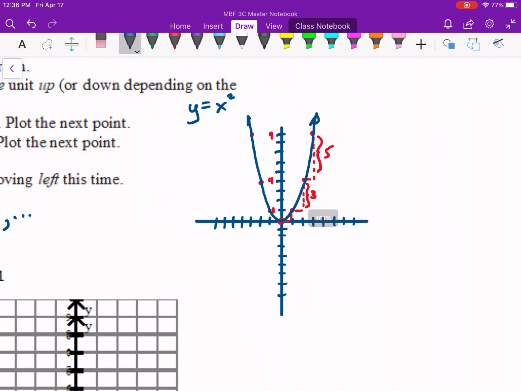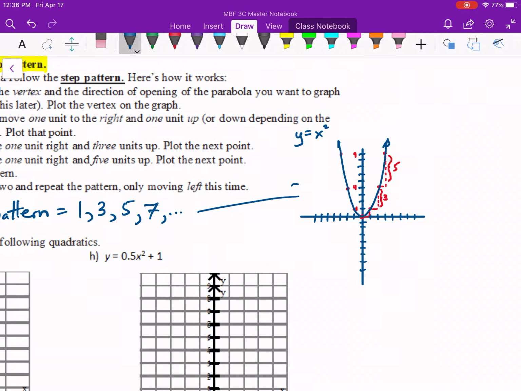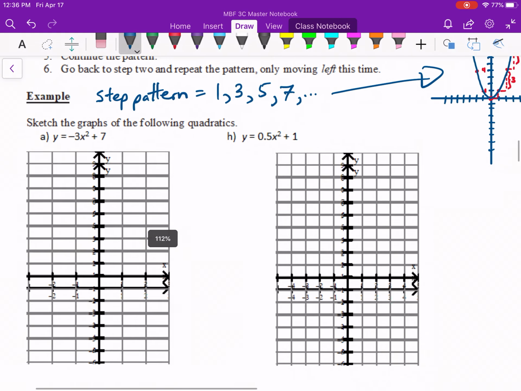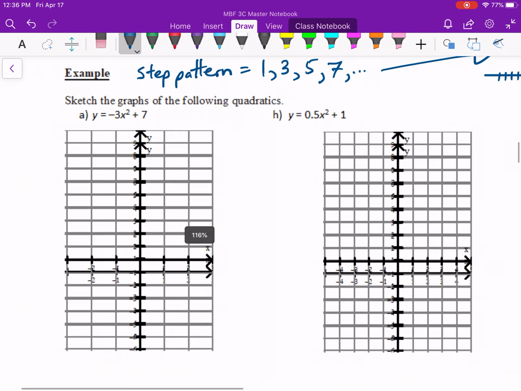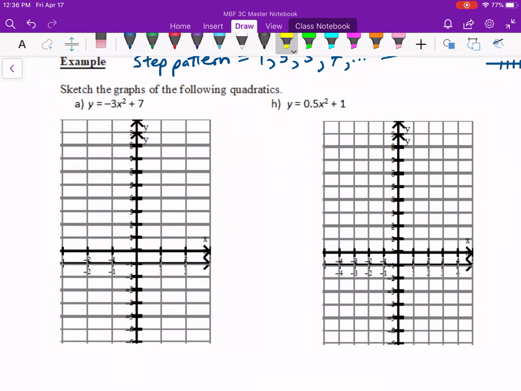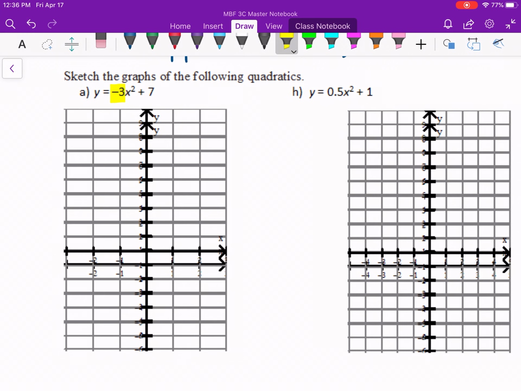That's a basic parabola using the step pattern. That's the basic step pattern. And all parabolas follow the basic step pattern. However, a values affect the step pattern. So if I were to take this, I have to consider this -3. So here's how I would graph a parabola here, incorporating the step pattern.